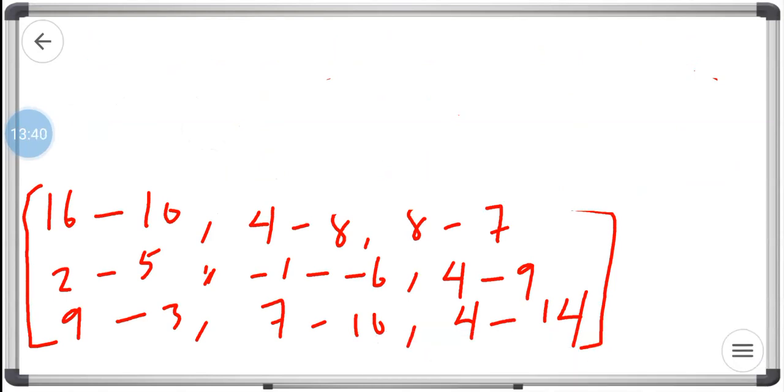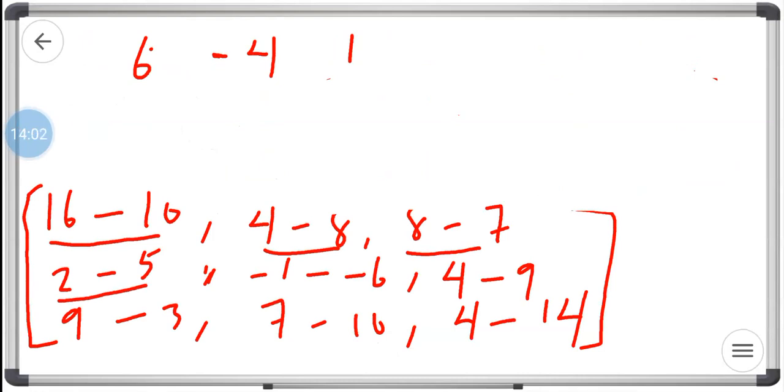Okay. Now from here, 16 minus 10, that is 6. Then here, 4 minus 8, that's minus 4. And here, 8 minus 7, that is 1. We are through with that row. The next row, here, 2 minus 5, that's minus 3. Then here now, minus 1 minus minus 6. That is minus 1 plus 6, because minus times minus is plus. So that's minus 1 plus 6, that is 5.